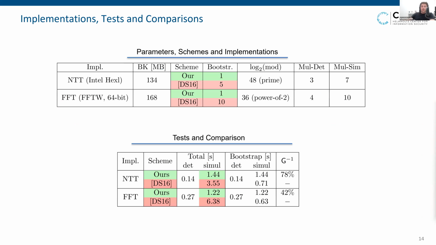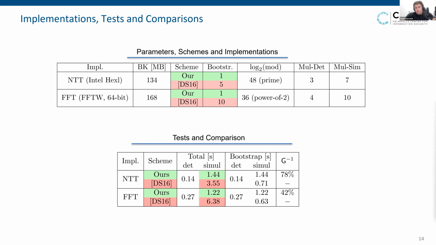Okay, now the first table you already saw. The second table gives you finally some timings. So deterministic computation is the same in mine and the DS16. So I intentionally chose the parameters like this, so that we mostly focus on comparing simulation mode.